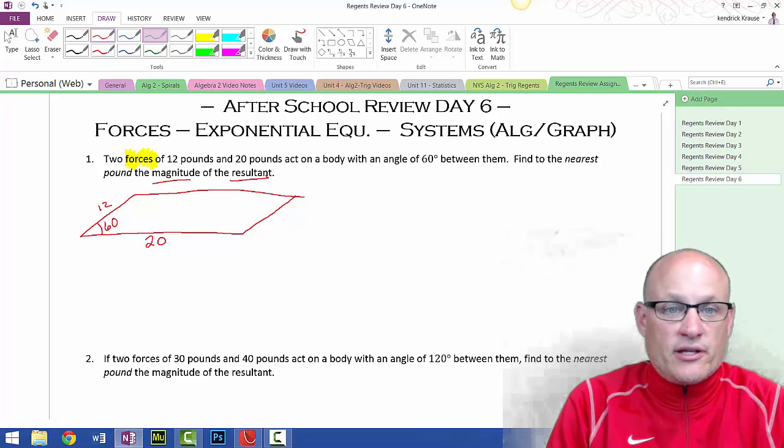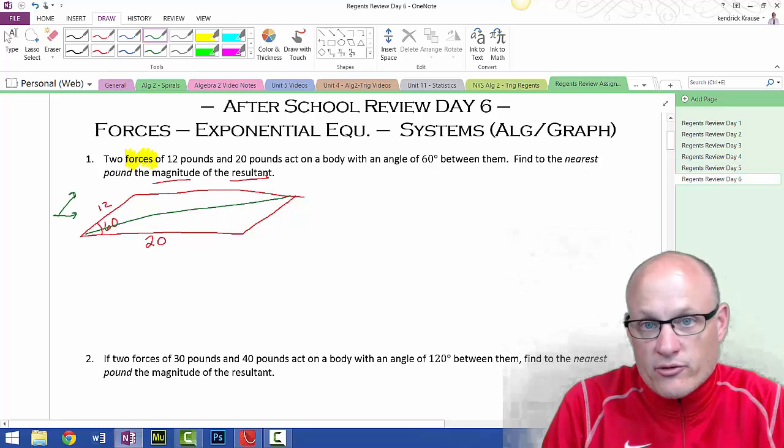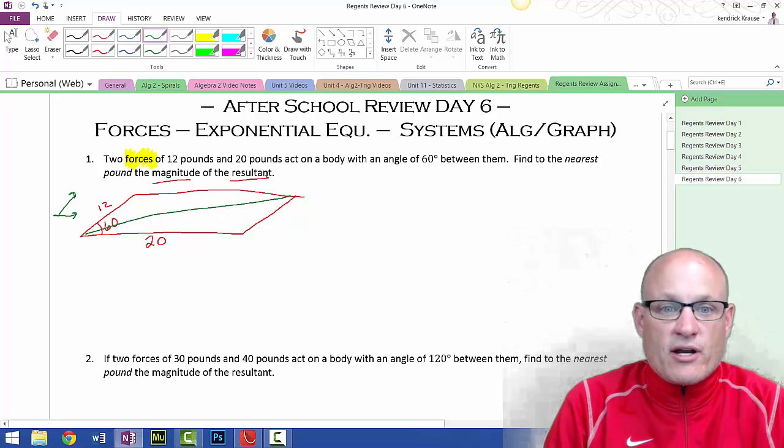The question says, find to the nearest pound the magnitude of the resultant. If you were pushing on a body going this way, and I was pushing on a body going this way, eventually that body would go in this direction. Your teacher should have already taught you this. This green line is called the resultant. We're looking for that, and we're going to call it X.